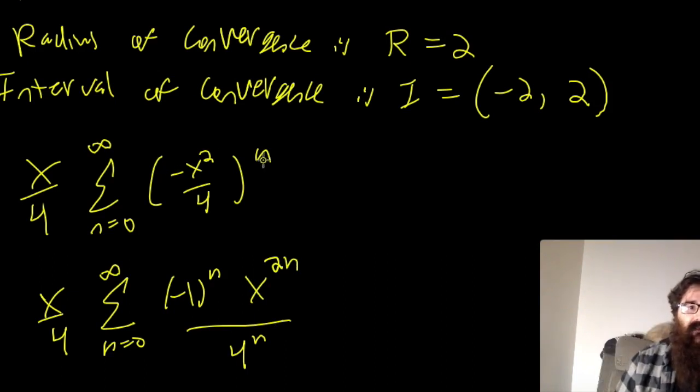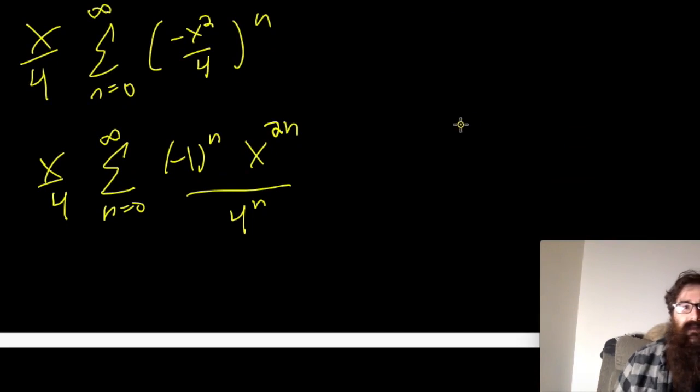So I've got negative 1 to the n, x to the 2n, 4 to the n in the bottom. Now I can bring this x over 4 in safely, and I can get a really nice final representation of my power series.